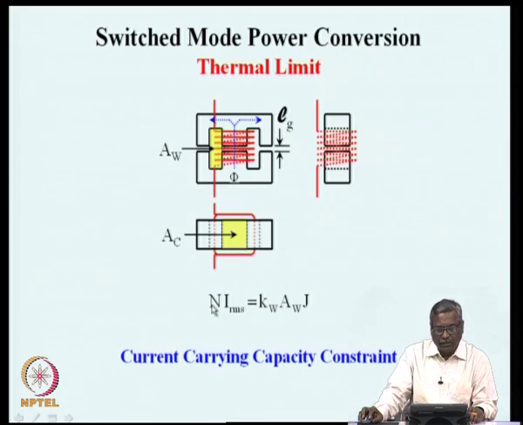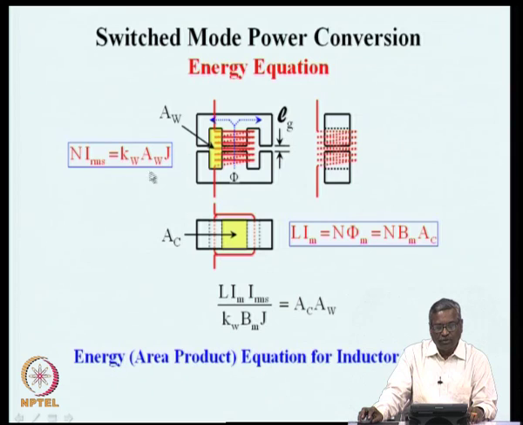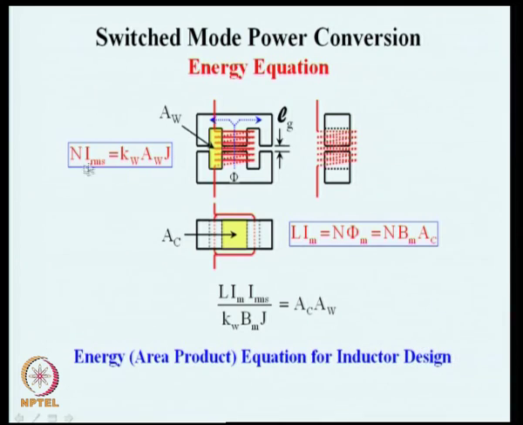So, we can say that the total ampere turns in the window is Kw multiplied by the maximum current carrying capacity. This gives the thermal limit, and if we see both of them together, we have two limits in the inductor design. One of them is the thermal limit, and the other is the saturation limit. If these two are combined together, if you multiply both of them, you get a relationship which is called the energy equation for inductor design.